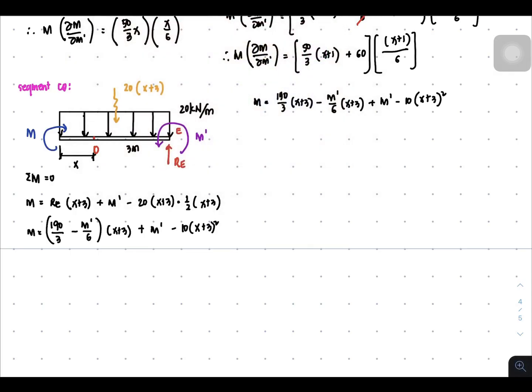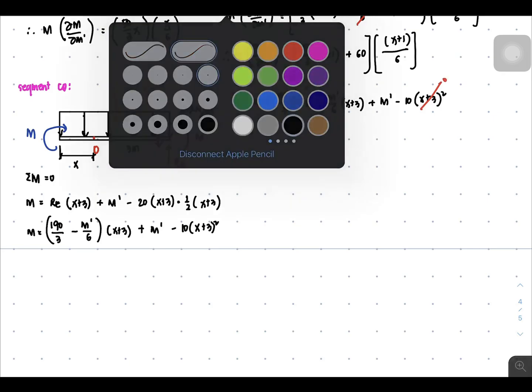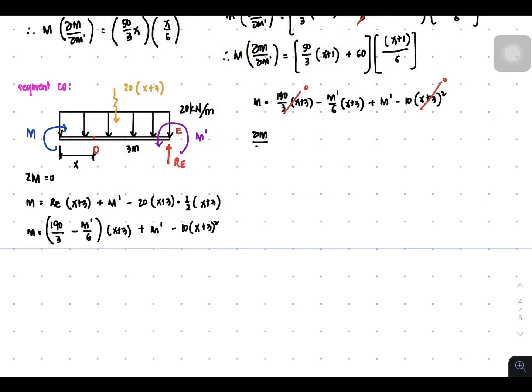So here we will be setting the values of M prime, all those without M prime, to 0 for the meantime, and get now the partial derivative of M with respect to M prime. So it's going to be negative x plus 3 over 6, and plus 1.